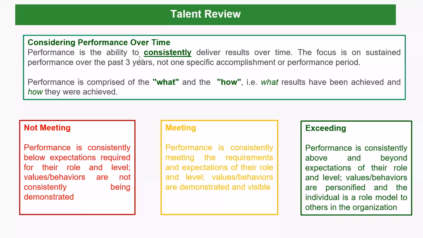And I said that someone that you consider for a succession program like this is someone who is consistently delivering results over time, someone who is on a sustained basis over a period of between 2 to 3 years. And performance is comprised of the what and the how. What result this person is delivering and how he is delivering it, because you must understand those two things, the what and the how.